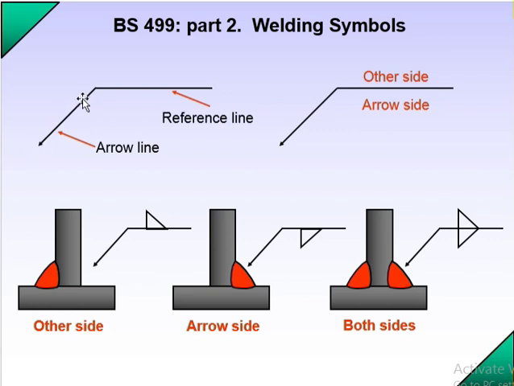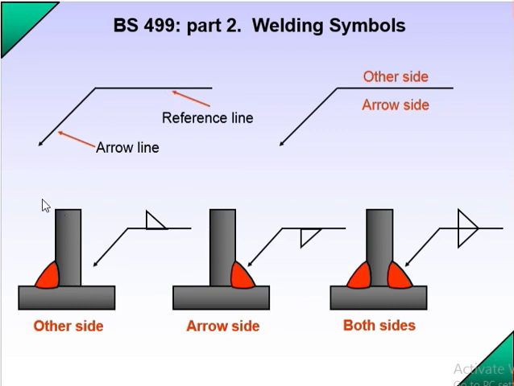You can see there are two lines, one is the arrow line, one is the reference line. These two lines are very important, you have to understand them. In the reference line there are two things, one is the other side. If it is above the reference line, this is the other side, and below the reference line, this is the arrow side. These two things are very important. So what is the other side? Above the reference line, and below the reference line is the arrow side.